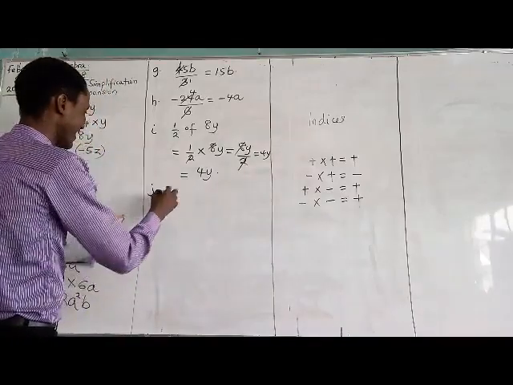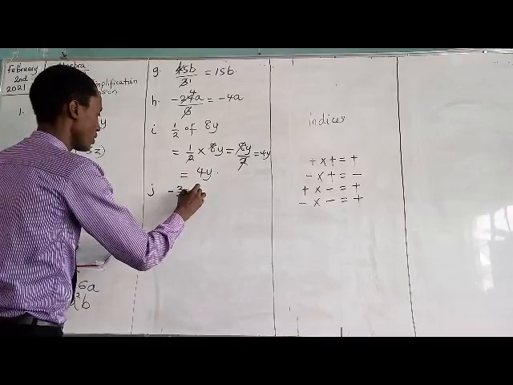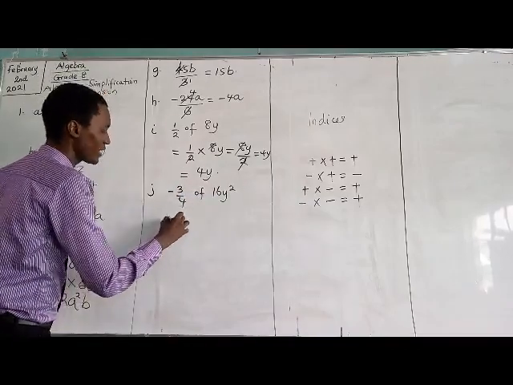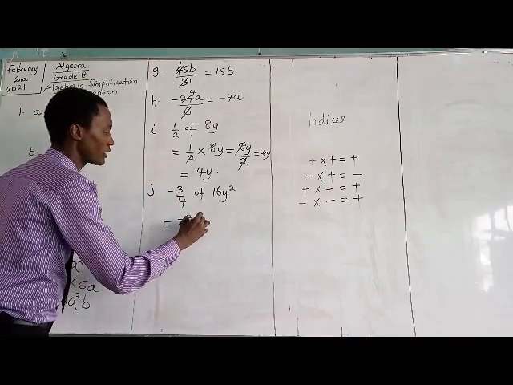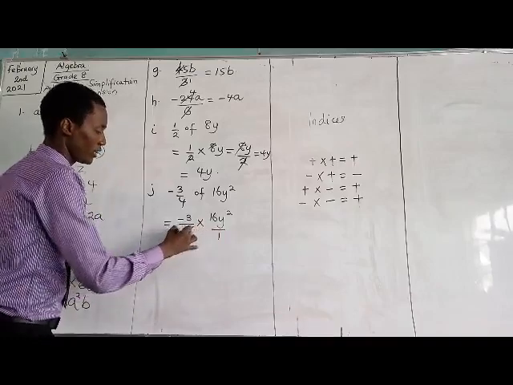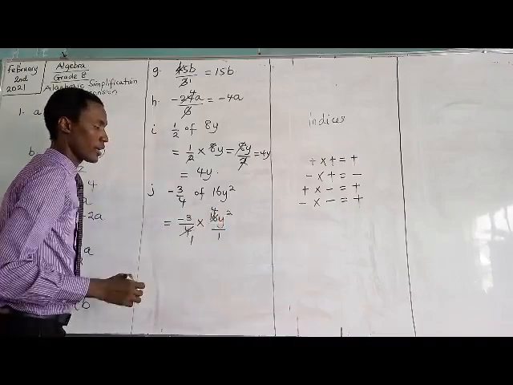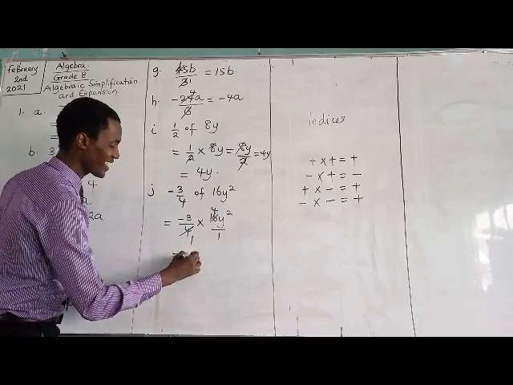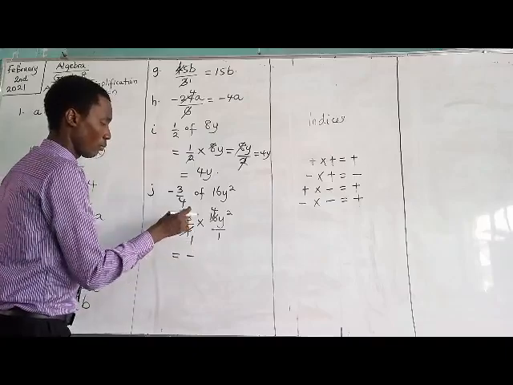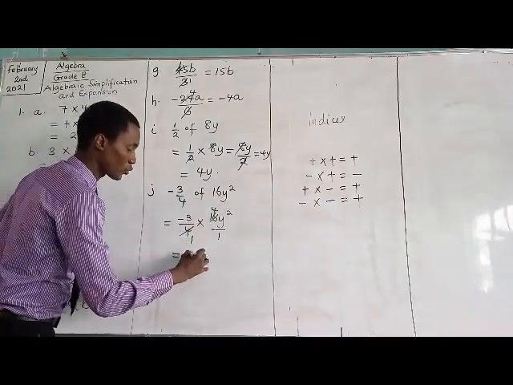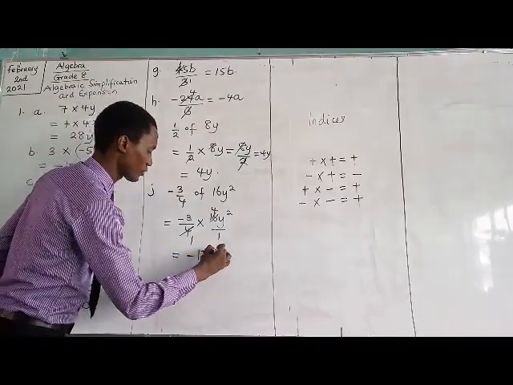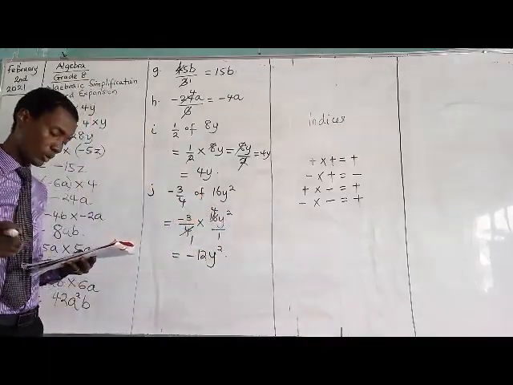So we come to J. In J, we have negative 3 over 4 of 16y squared. So what would that be? Negative 3 over 4 times what? 16y squared over 1. This will go here, this will go here. And what you're going to have will be negative, because positive times negative. Multiplying the numbers 3 times 4, 12. And then that final answer is used to multiply y squared. So this is what your answer would look like.